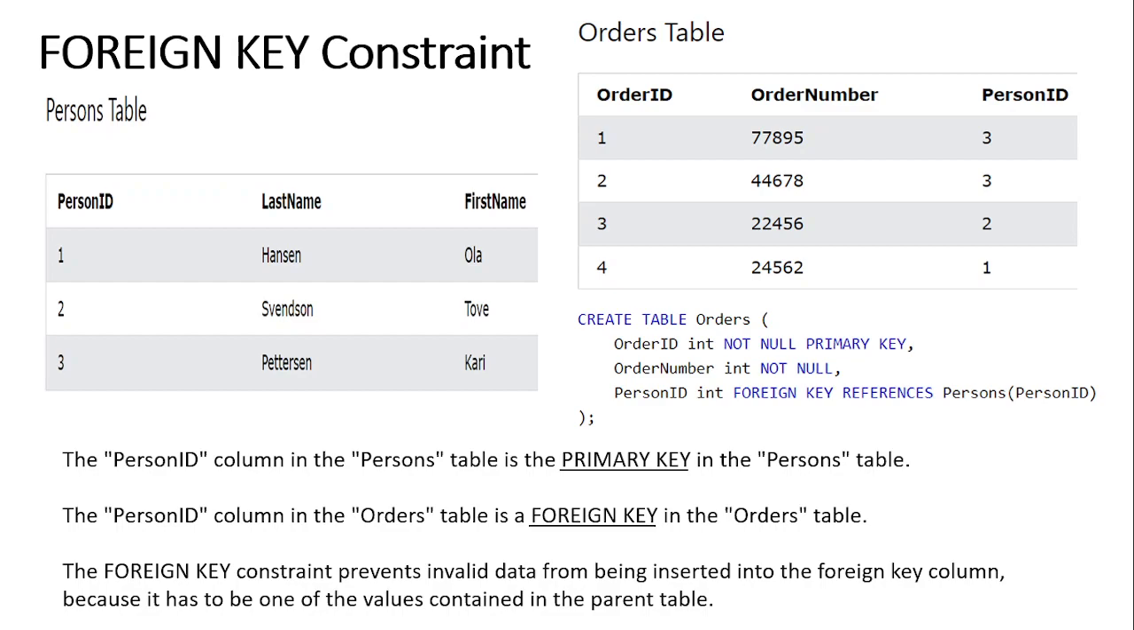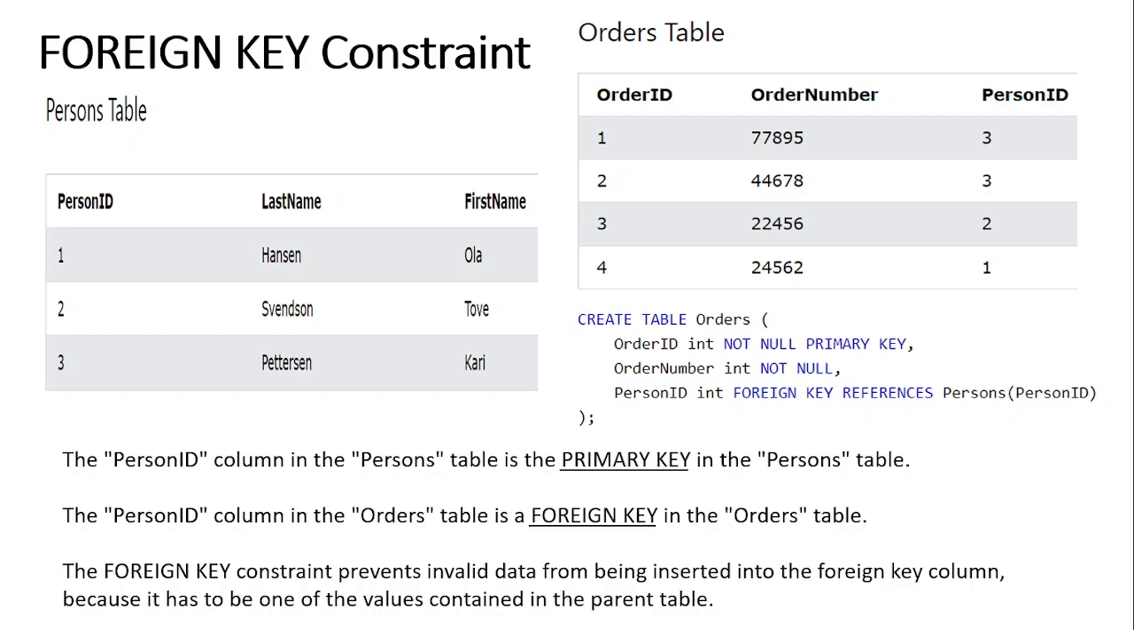Right, so let us see, we have persons table and orders table. So we place the order, we have order id, order number, and which person is placing the order. Okay, we have person id, n, that is a person can order n number of things, right? So in your persons table you have person id, it is unique, then last name and first name. Now you see the create table syntax, create table orders, order ID int not null primary key, order number int not null. Now person ID is what? It is foreign key references persons of person ID.